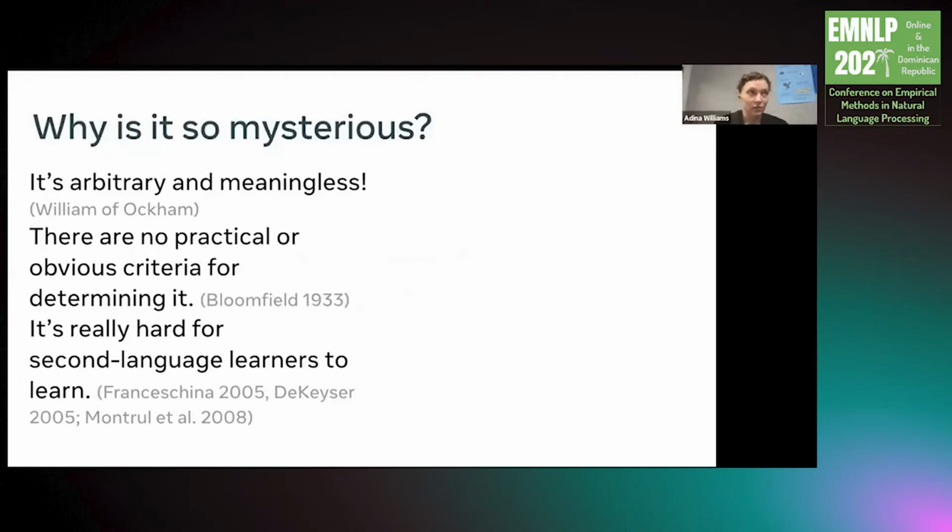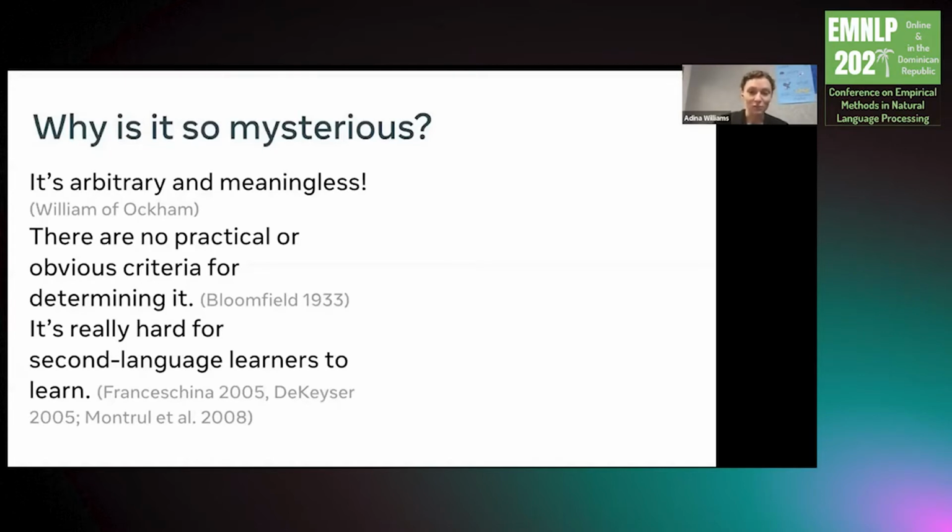Whether a noun in German gets feminine or masculine or neuter just seems to be like the luck of the draw. Similarly, Bloomfield, one of the fathers of linguistics, if you trace the Chomsky line back, it hits Bloomfield in not too many steps. He said that there are no practical or obvious criteria for determining gender. And at least for me, I can attest to the last one. It's really hard for second language learners to learn gender in new languages.